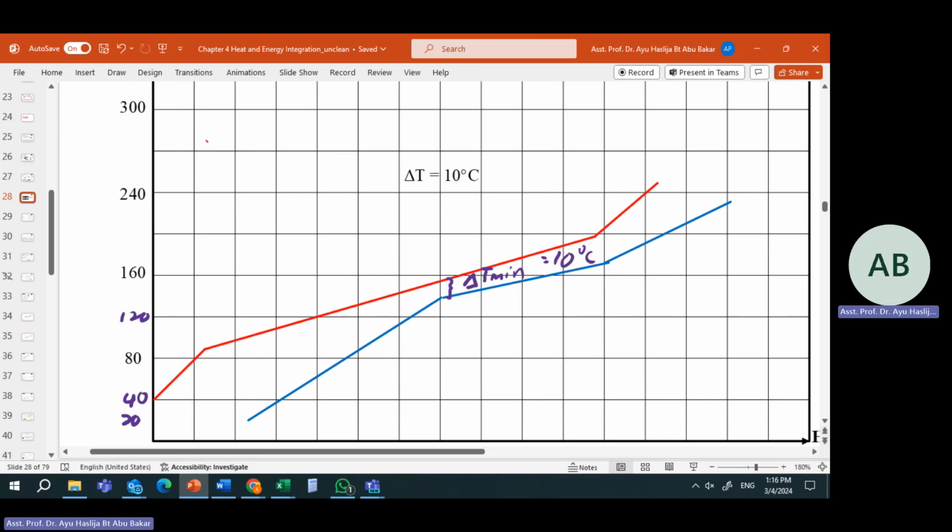Any other idea that you have? Because the crucial part, we do not know where is the point that can have delta T min 10. So that's why you need to overlap the two graphs, then move horizontally. That one is if you draw manually, you need to do like that. If not, you do not know where is the point.